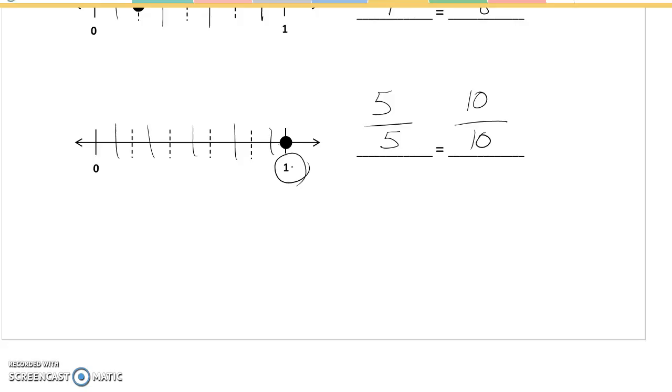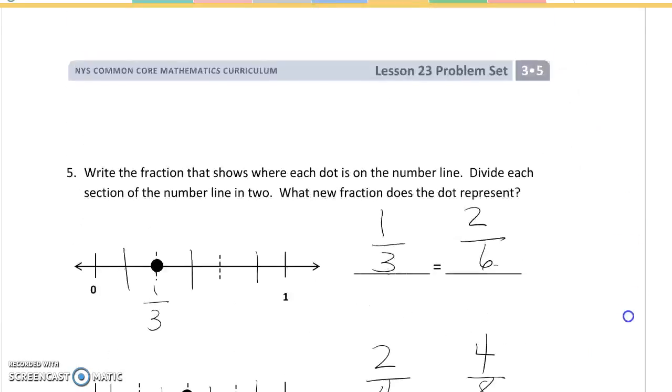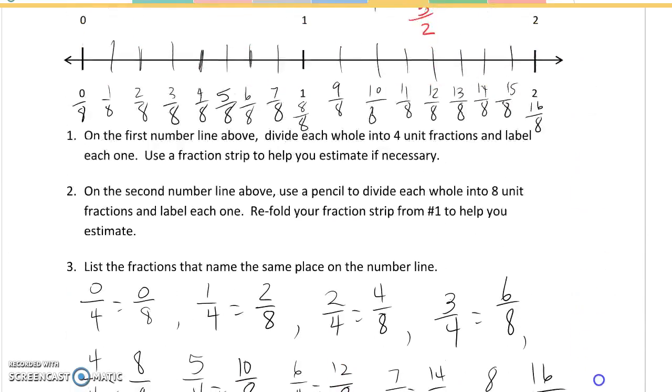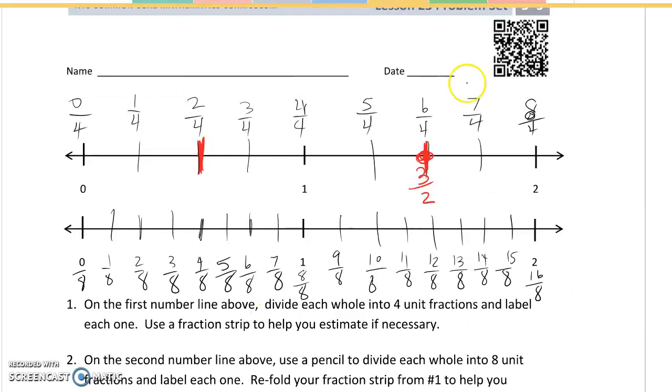And that is lesson 23. It's a little complicated, so take your time, especially on the homework when you're doing this kind of thing that we did at the beginning, because there's a lot of places where it's going to be confusing. Use your fraction strips that you have in your binder or that template to help you see what matches up. Good luck.